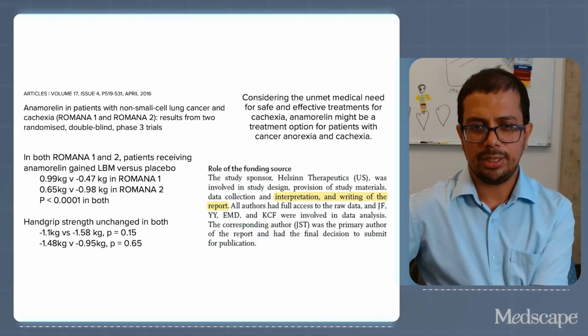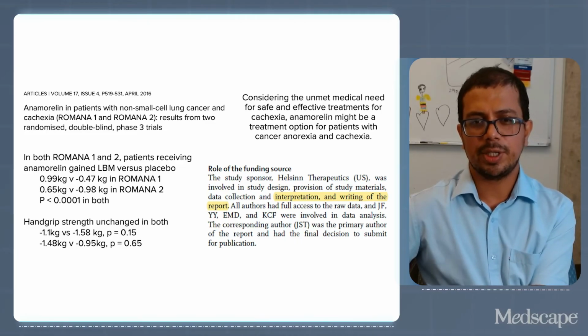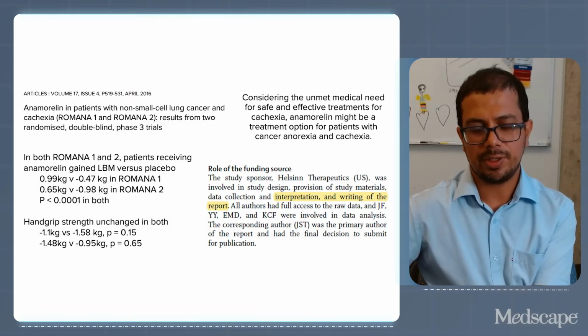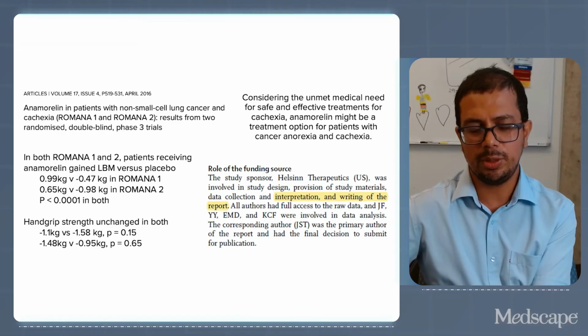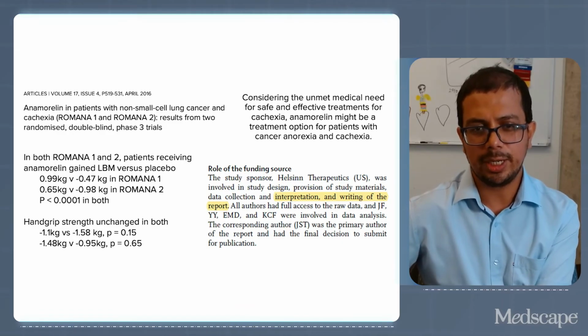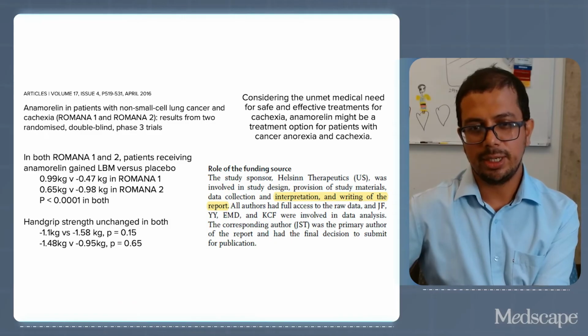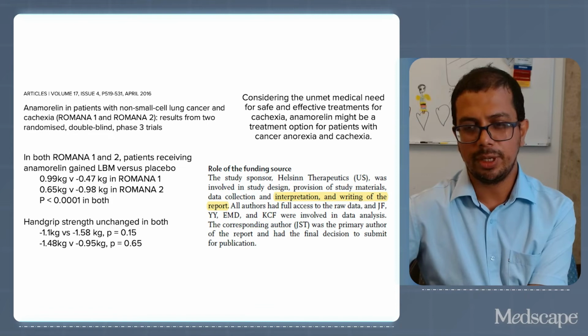In this trial, patients received a new drug versus placebo with the goal of improving muscle mass and muscle function for patients with cancer cachexia. As you can see, the results show that if you get the drug versus the placebo, you gain some skeletal muscle mass, almost 1 kilogram, compared to losing almost 1 kilogram of muscle mass if you get placebo, which is statistically significant.